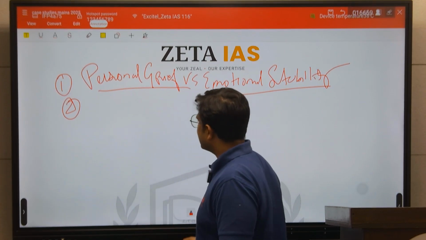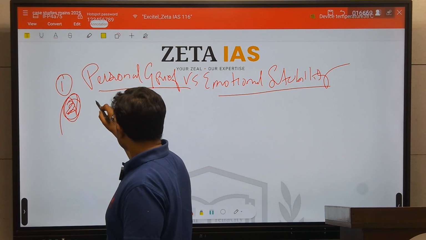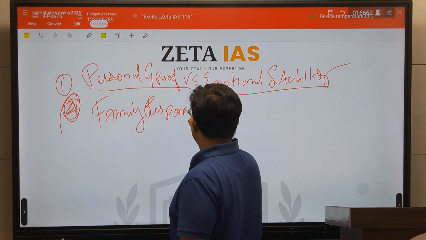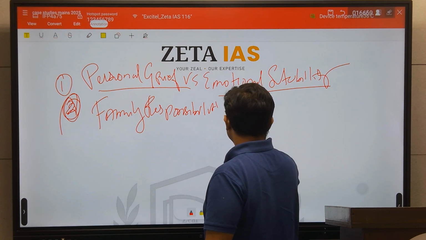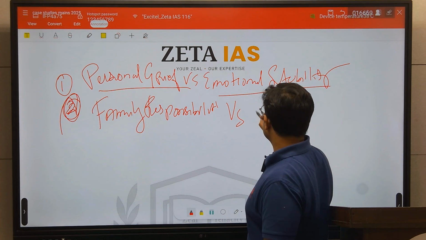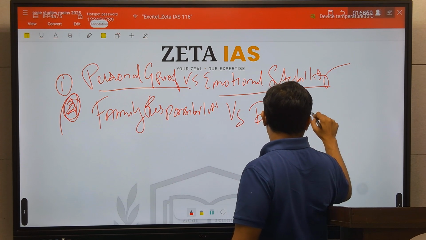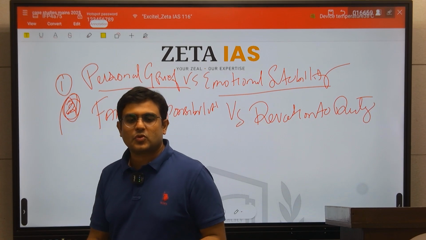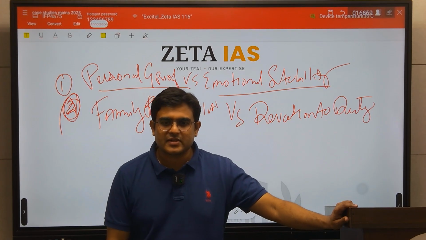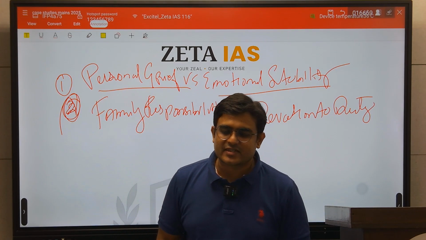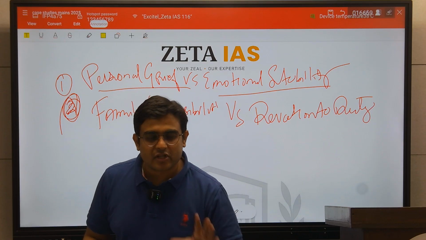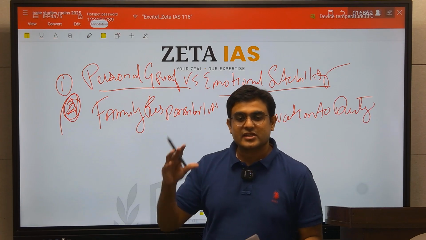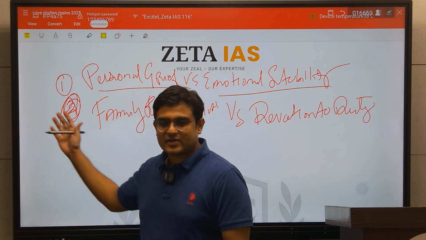So this is one. The next ethical dilemma can be family responsibility versus devotion to duty. Yes, you have a family responsibility to go and perform the last rites of your mother, and at the same time, civil services values say there should be an unstinting devotion to duty at all times. You should stand by the civil services values at all times, especially when the situation is very challenging. So this is one ethical dilemma.